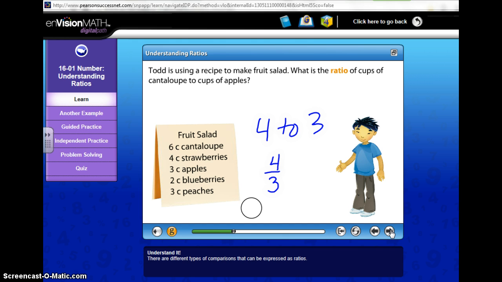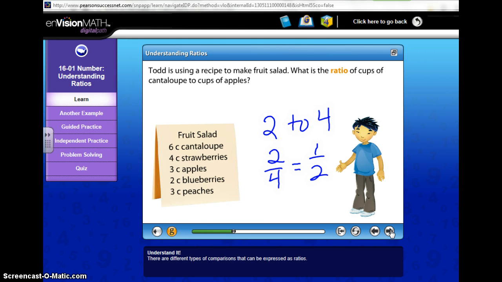Okay, now I want to know the ratio of blueberries to strawberries. Cole? 2:4. Another way to write that is 2 to 4. Could we simplify that? Yeah. What would it be? 2. No, 1/2. No, 1 to 2. Yeah, we can divide them both by 2, but we don't call that 1/2. We call it 1:2.